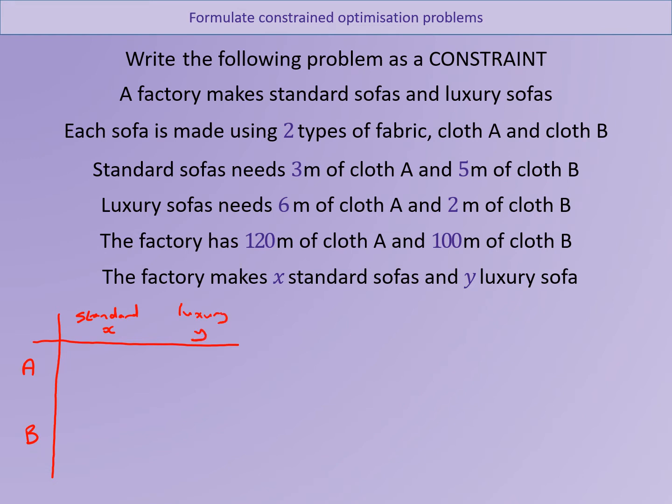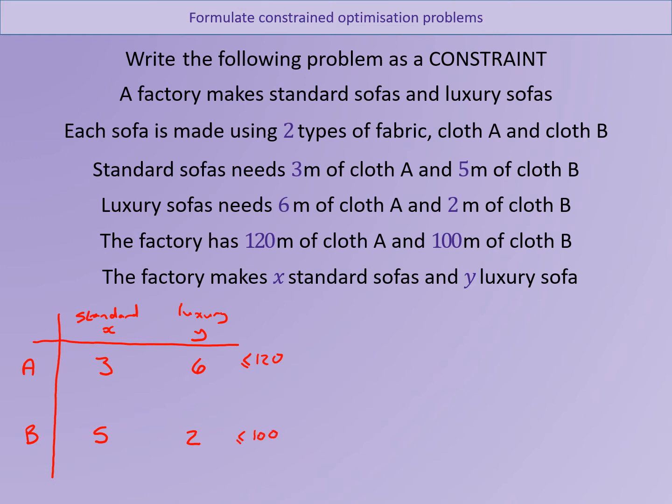So if we put the information into the table, we know that a standard sofa needs 3 meters of cloth A and 5 meters of cloth B. A luxury sofa needs 6 meters of cloth A and 2 meters of cloth B. So the amount of cloth A available is 120 meters. So this tells us that for cloth A, the value needs to be less than or equal to 120. And for cloth B, we have 100 meters. So this is less than or equal to 100.